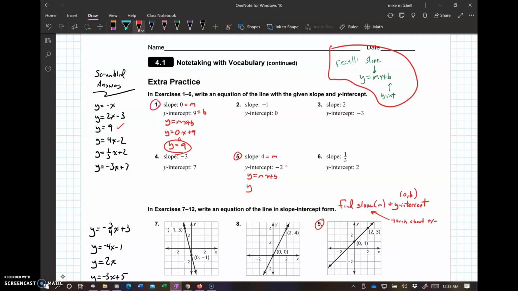That's my m. That's my b. Y equals 4x. You can write plus a negative 2, or you could write 4x minus 2. This is what I have over there. And the answers, they usually simplify that in that case.